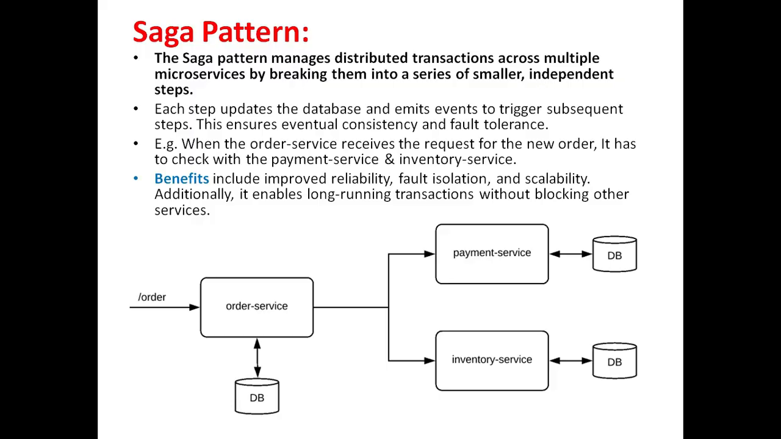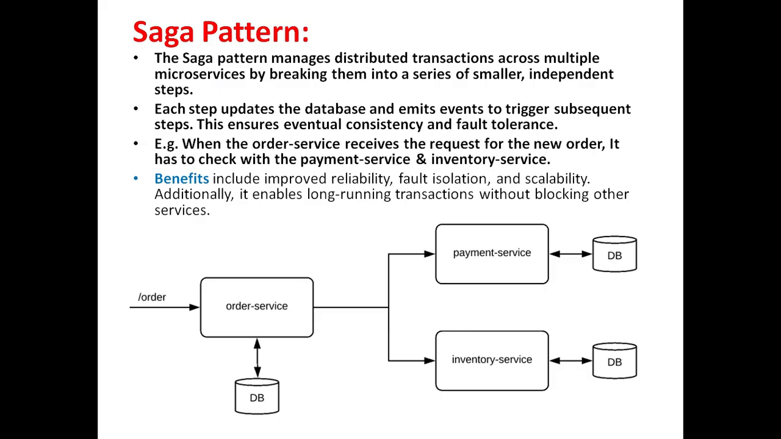Then Saga pattern. The Saga pattern manages distributed transactions across multiple microservices by breaking them into a series of smaller independent steps. Here each step updates the database and emits events to trigger subsequent steps, which ensures eventual consistency and fault tolerance. For example, when the order service receives the request for a new order, it has to check with the payment service and inventory service. If we deduct the payment and inventory and fulfill the order, and if there is no inventory available, then we can't roll it back. It is difficult if multiple databases are involved.